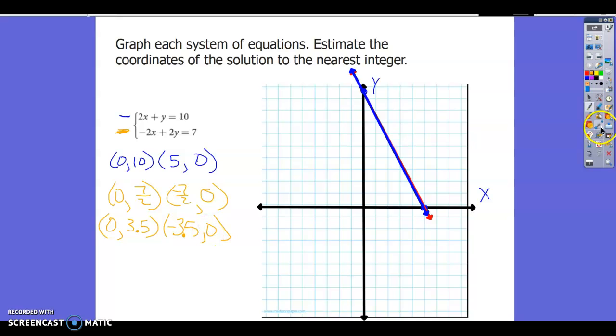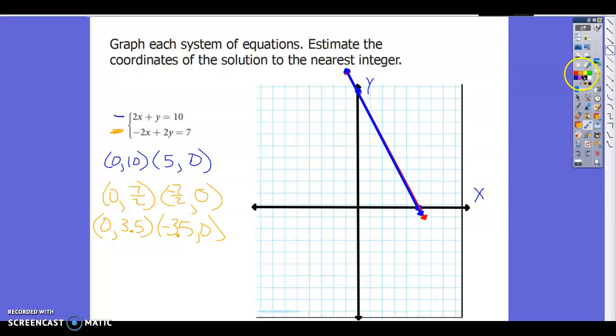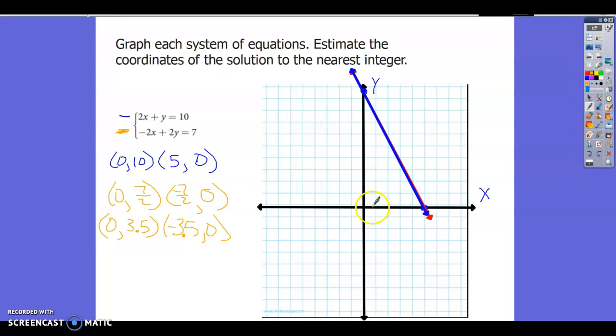So let's see if I can graph this in orange this time. All right, so 0, 3.5, x is 0, y is 3.5. So 1, let's see, 1, 2, 3 and a half. And then negative 3.5, so if my x is negative 3.5, 1, 2, 3.5 is here.